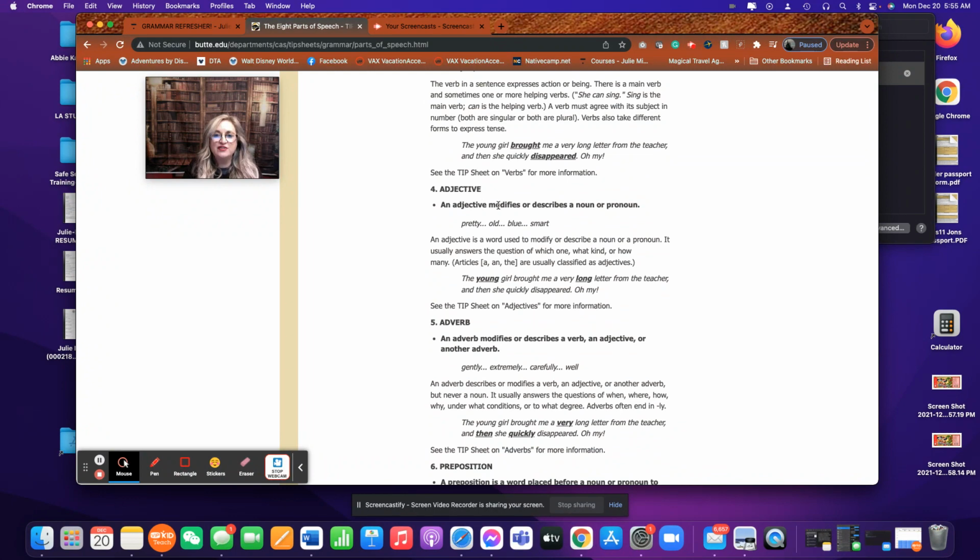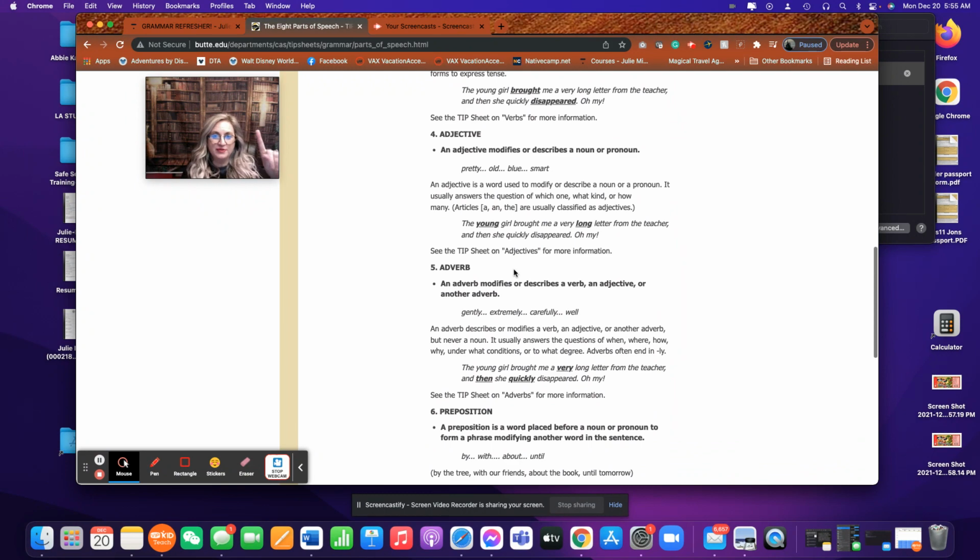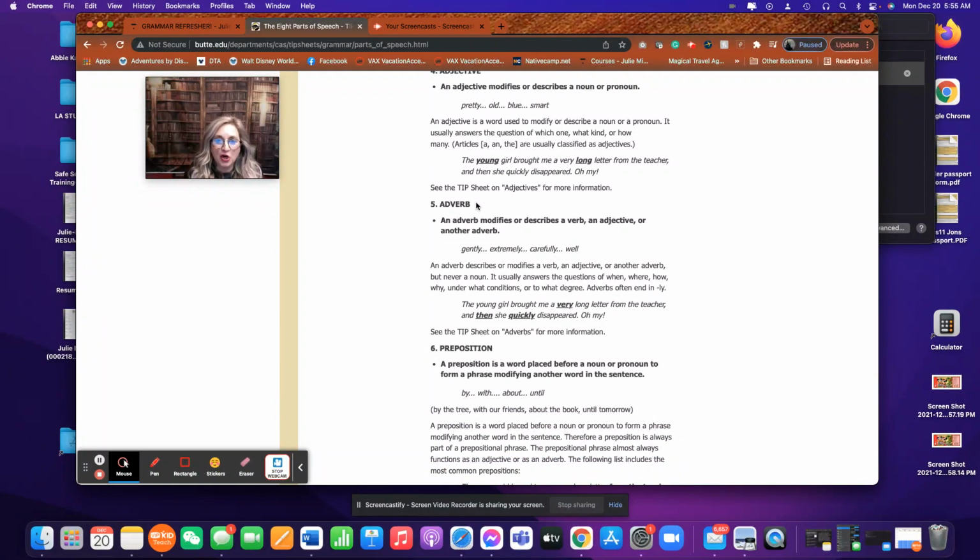Adjectives. Adjectives are modifiers. They always modify a noun or pronoun. That's all they modify, nouns or pronouns. Adverbs, on the other hand, modify verbs, adverbs, or adjectives. So they can modify other adverbs, they can modify a verb or an adjective. They almost always end in ly. Not always, but almost always, okay?